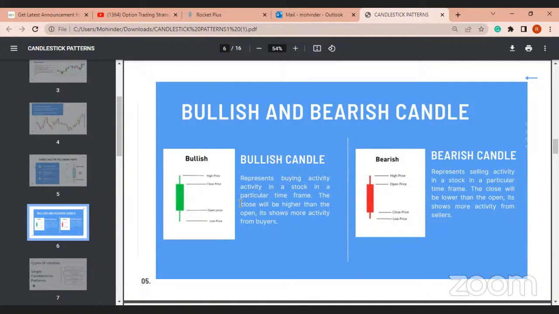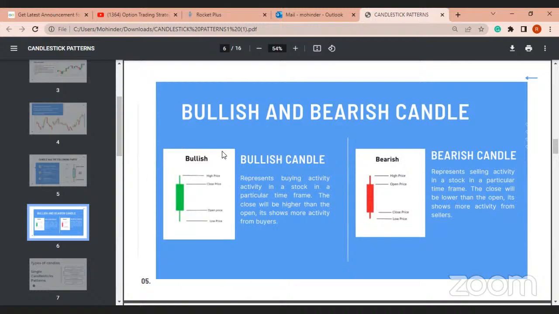Let's go with an example. Imagine the candle opens at the 400 range, and it moves up and closes at 410, which means the close is higher than the open. Imagine it starts off at 400 and moves up to 405 or 410, whatever. So it opened at 400 and closed at 410. So the close price is higher than the open price. So that you will have a bullish one. That shows the activity of more buyers. If there are more buyers in a particular stock in a particular time period, then that candle will be green in color.